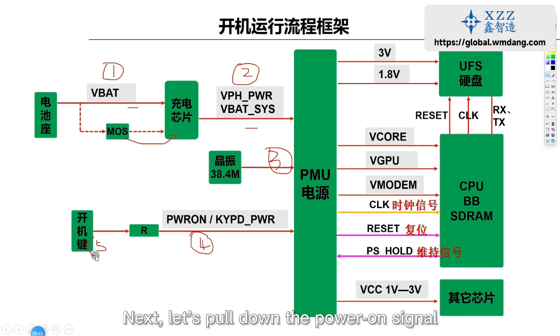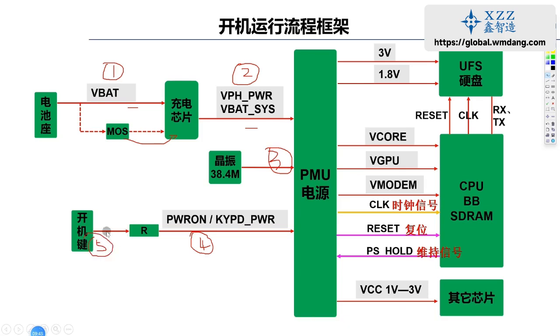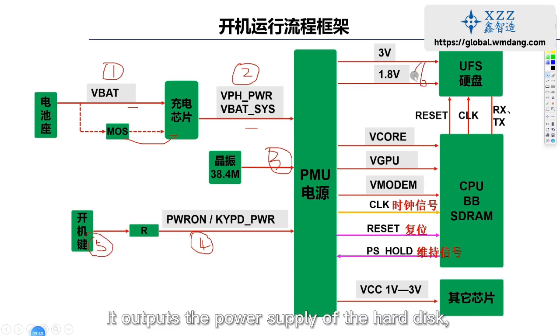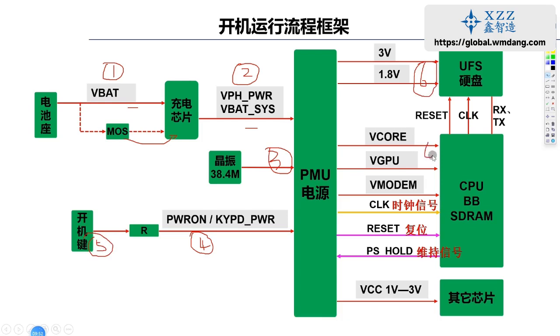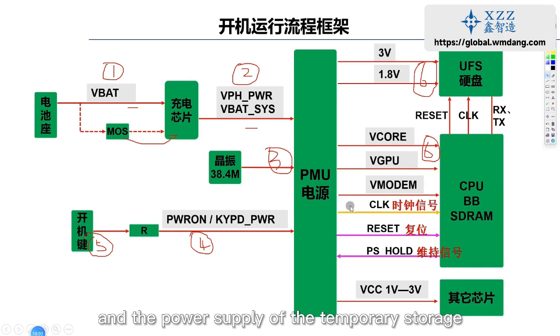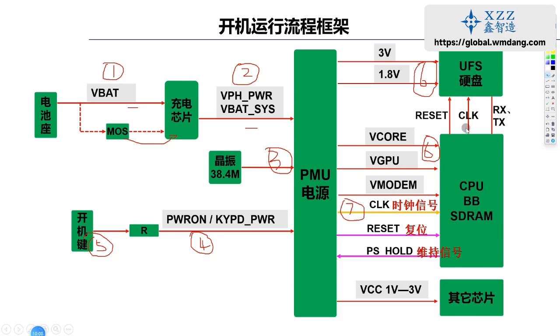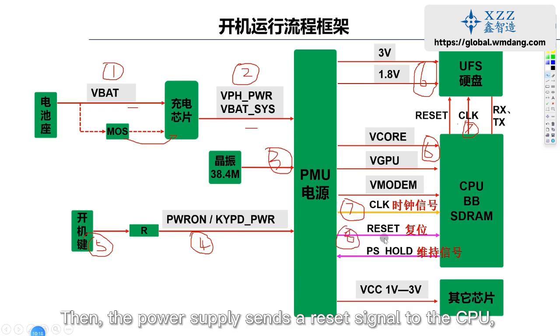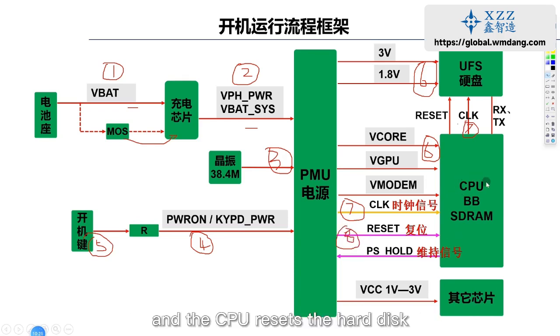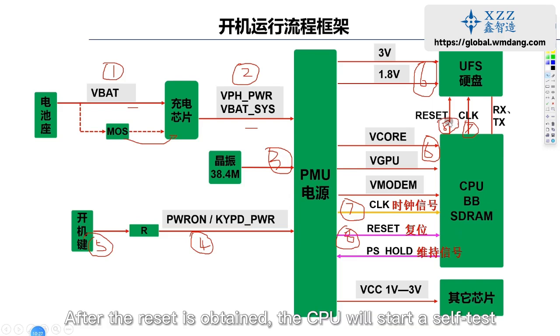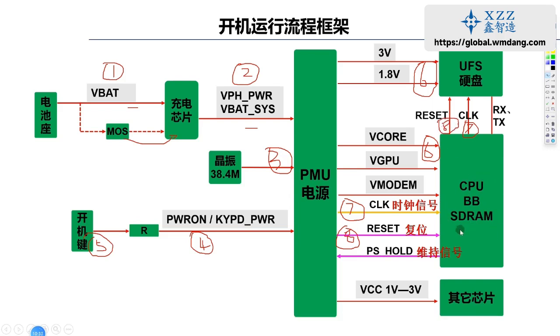Next, let's pull down the power on signal. It outputs the power supply of the hard disk, the power supply of the CPU, and the power supply of the temporary storage. The power chip sends the clock signal to CPU, and then to hard disk. Then the power supply sends the reset signal to CPU, and the CPU resets hard disk. After the reset is obtained, the CPU will start self-test.